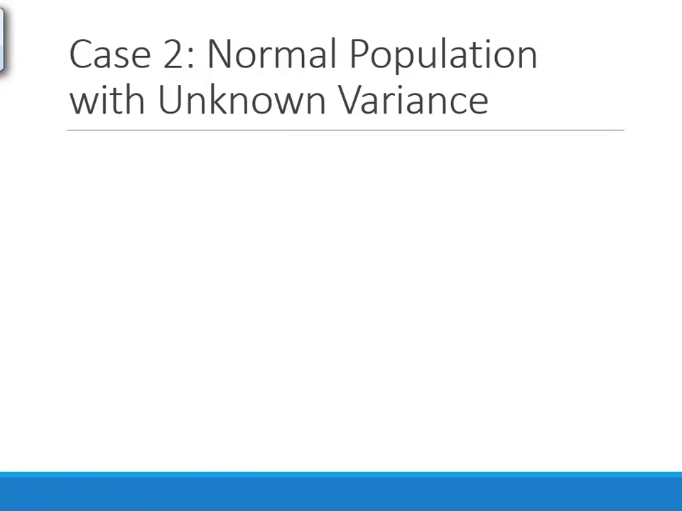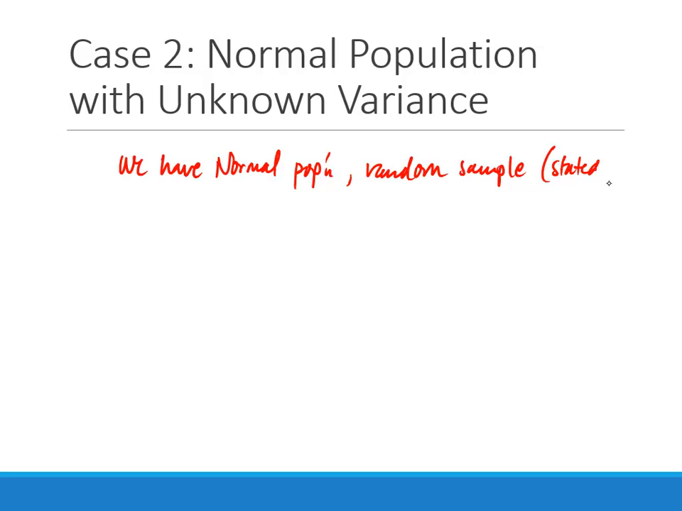Our next thing is to make sure that we're able to use the procedure that we have here. So again, we have a normal population and a random sample. It's stated in the problem. So we can go ahead and use this test statistic that we looked at on the previous few slides. Here our test statistic is going to be t, which is x bar minus mu 0, same thing, just now we're dividing by the sample standard deviation over the square root of n.